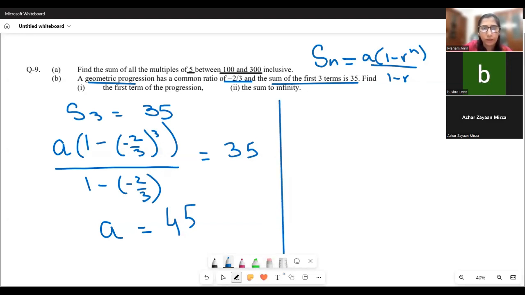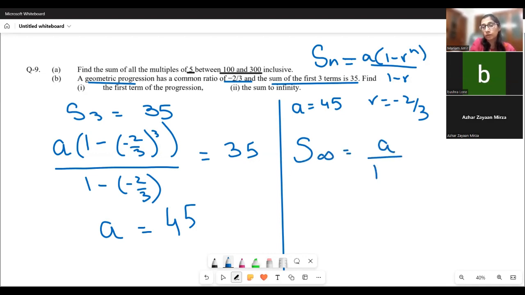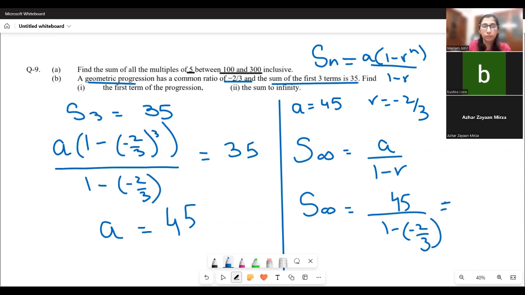All right. Next, we have to find the sum to infinity. So A is 45. Also, R is minus 2/3. So all we have to do is use the formula for sum to infinity, which you will have in the formula sheet. That's A over 1 minus R. So sum to infinity would be A is 45 over 1 minus minus 2/3. So that's going to be 1 plus 2/3 in the denominator. And the answer would come out to be 27.